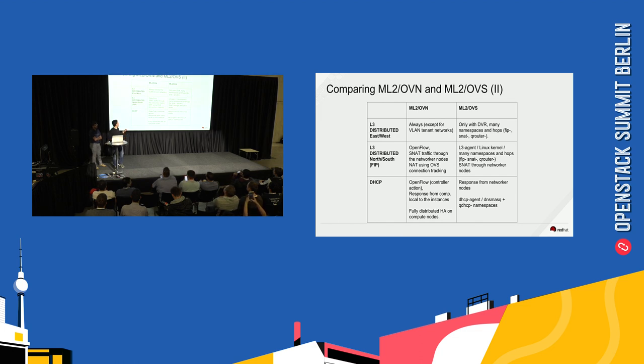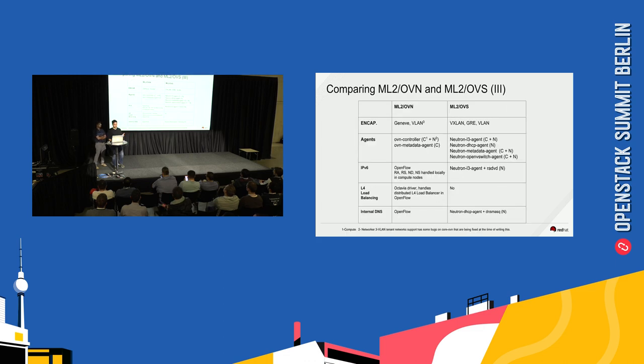Basically, east-west routing happens distributedly in the compute nodes via OpenFlow, while the SNAT traffic still goes through the network nodes. And we are using OVS connection tracking, as Newman said, for better performance. Floating IPs, by default, get distributed. The same goes for DHCP or IPv6. We don't need RIDVD. With the new Neutron L3 agent, we are not using those anymore.